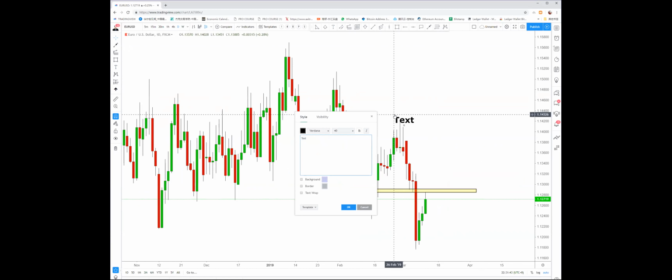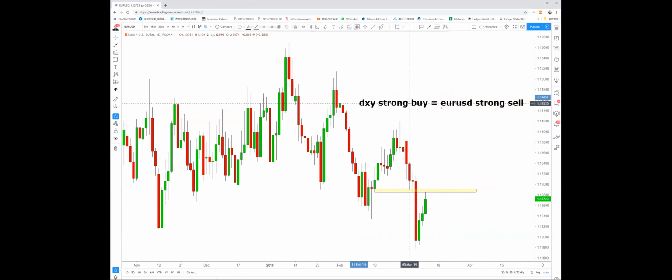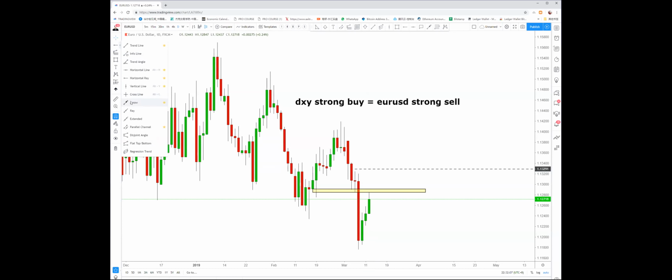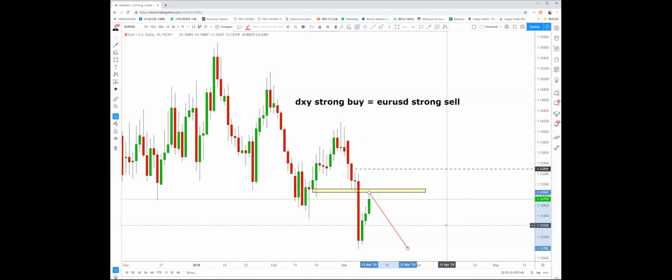Okay, good. So DXY strong buy means EUR/USD strong sell. So how do we sell the euro? We can sell the euro right now. The best place for the stop loss, of course, is the previous high at 1.1285. So we can put the stop loss above here, and price going down, right?